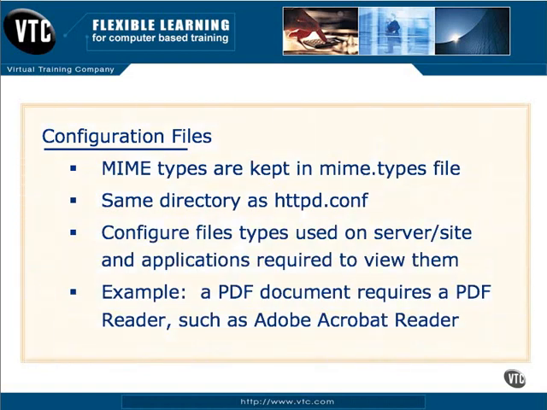MIME types are kept in the mime.types file. This is always going to be held in the same directory as the httpd.conf file. MIME allows you to configure file types used on the server or site and the applications required to view them. For example, a PDF document will require a PDF reader, such as Adobe Acrobat Reader, so you can specify that in your MIME types file.